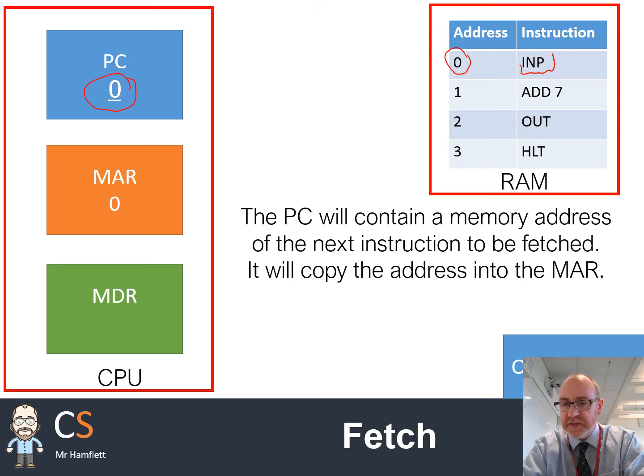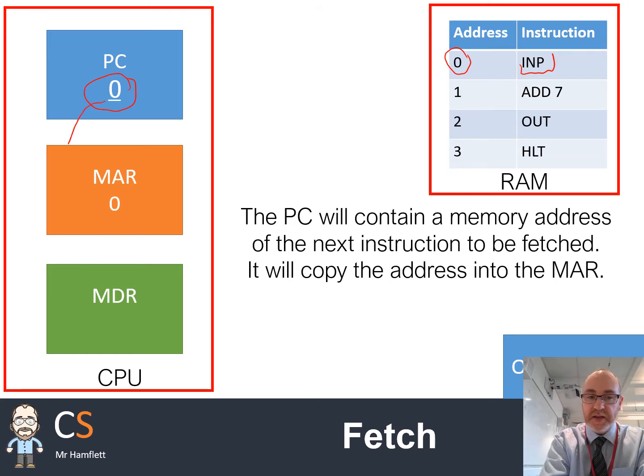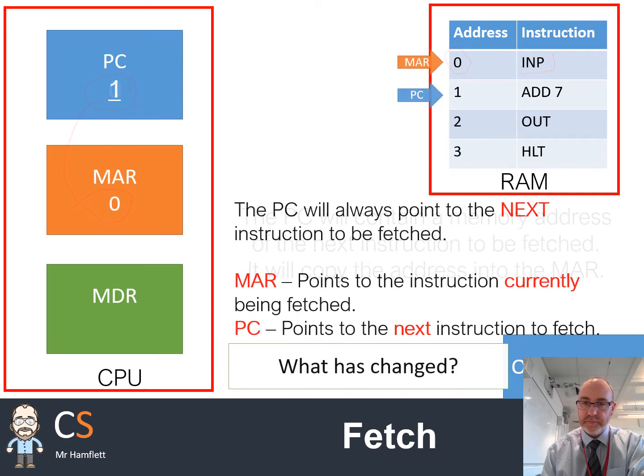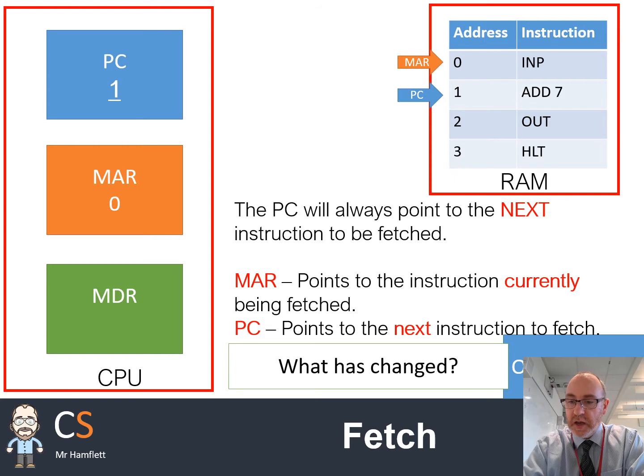Now the first stage of the FDE cycle is to copy the contents of the program counter into the memory address register, or to take the address pointed to by the program counter and put it into MAR. Remember that MAR's purpose is to store the address of the instruction we're about to fetch. At the moment, our INP command is not in the CPU, it's in RAM only.